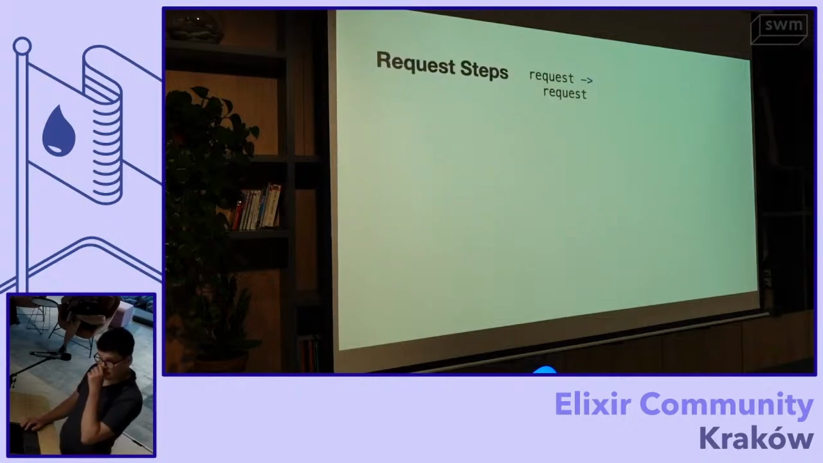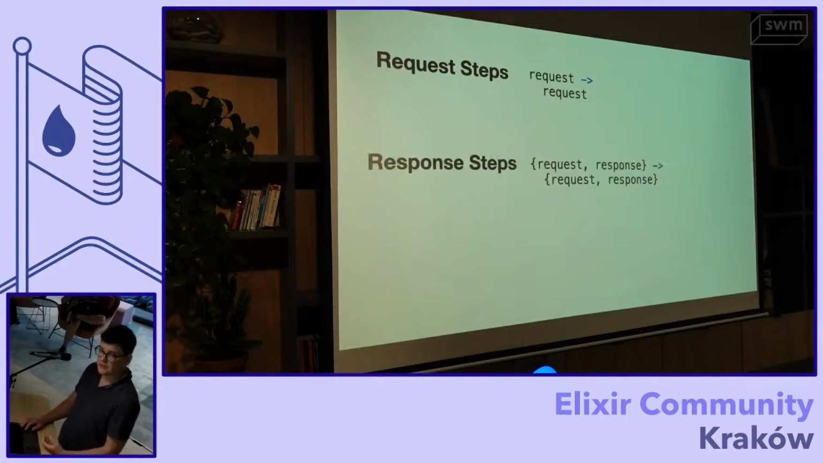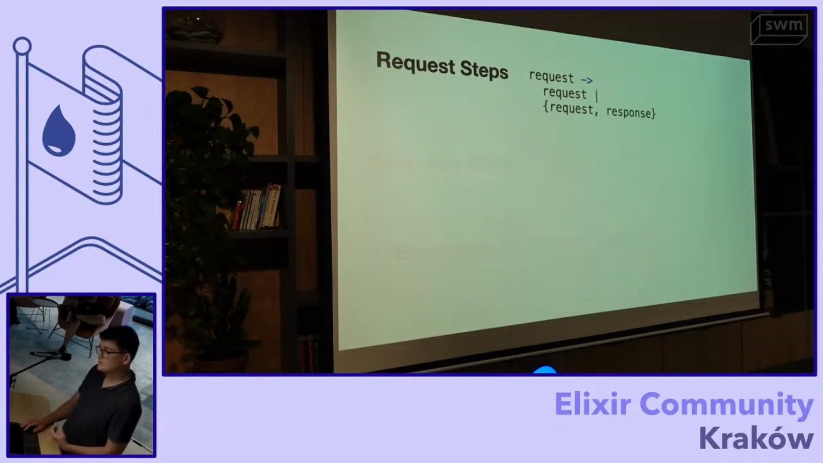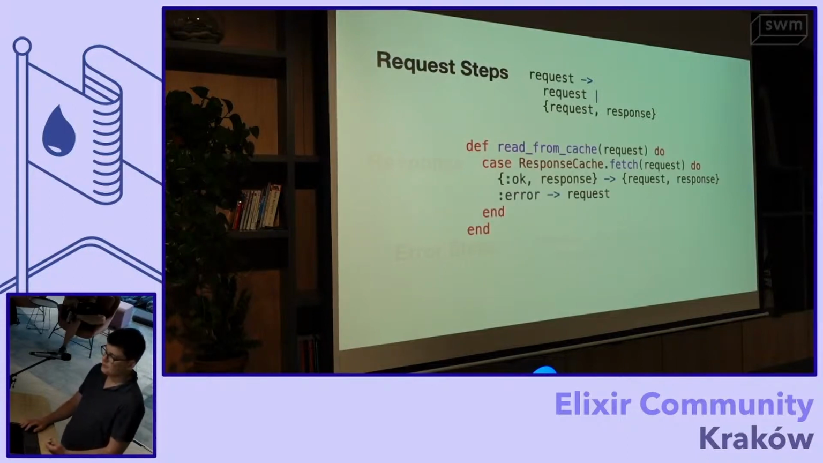So again, let's see the contract. So request steps take a request, return it, response steps take the tuple and return it, error steps. So with such a contract, we can actually go pretty far, but it is not quite enough to implement all of the use cases that I wanted. So a request step, instead of just a request, can also return this tuple.